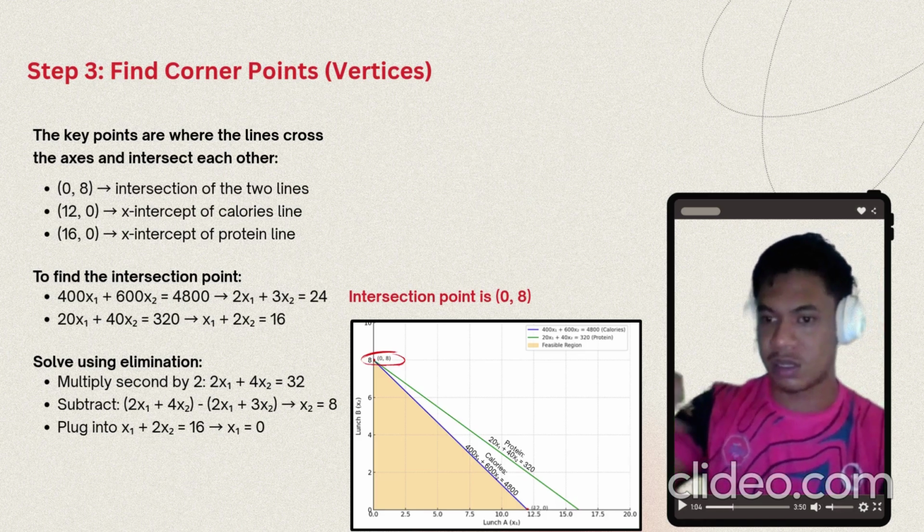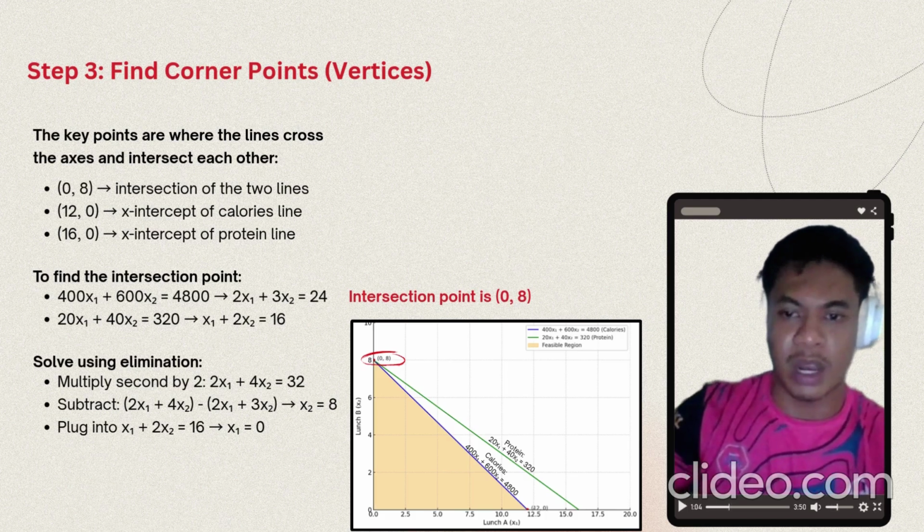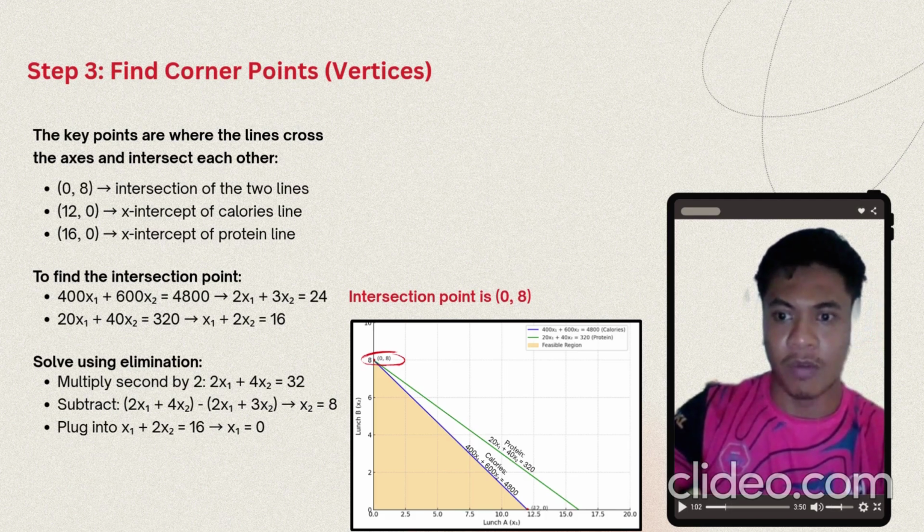Then we have these three valid corner points.